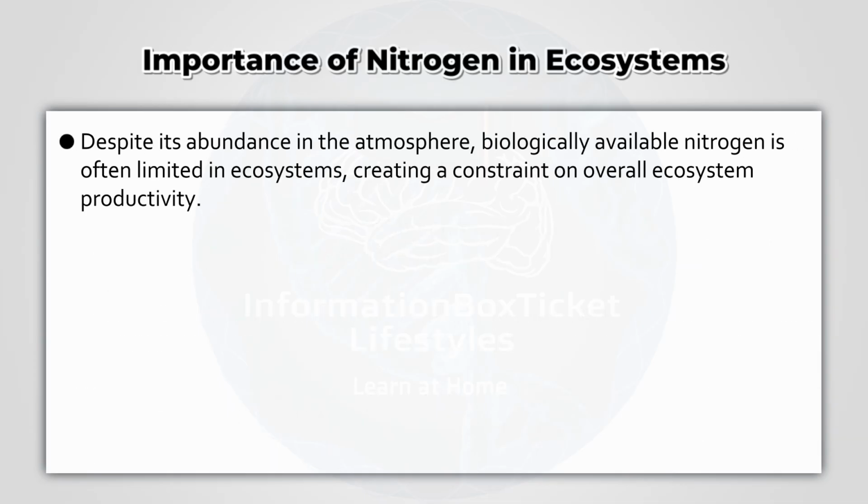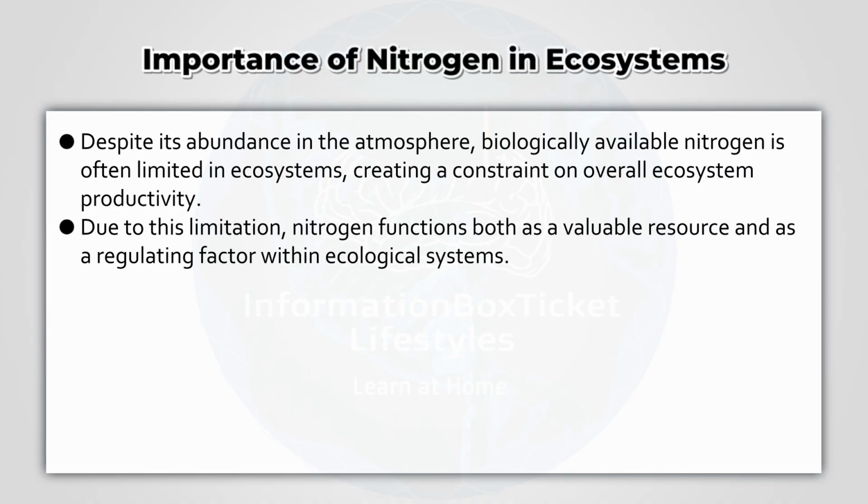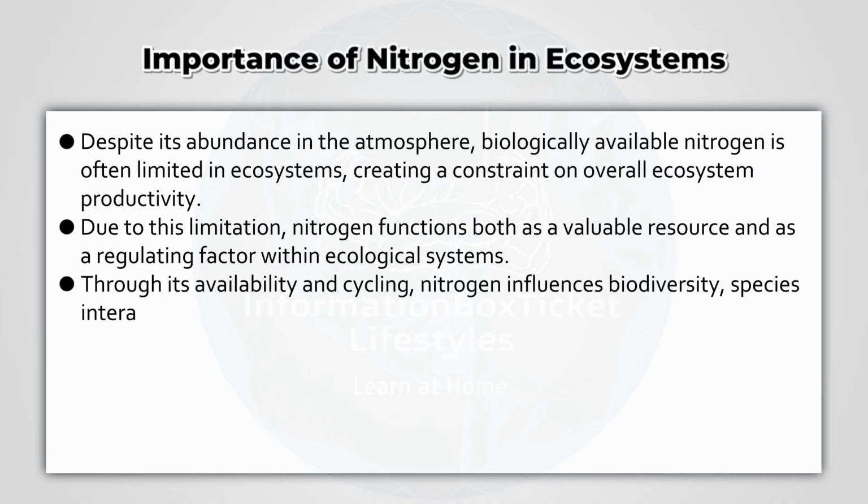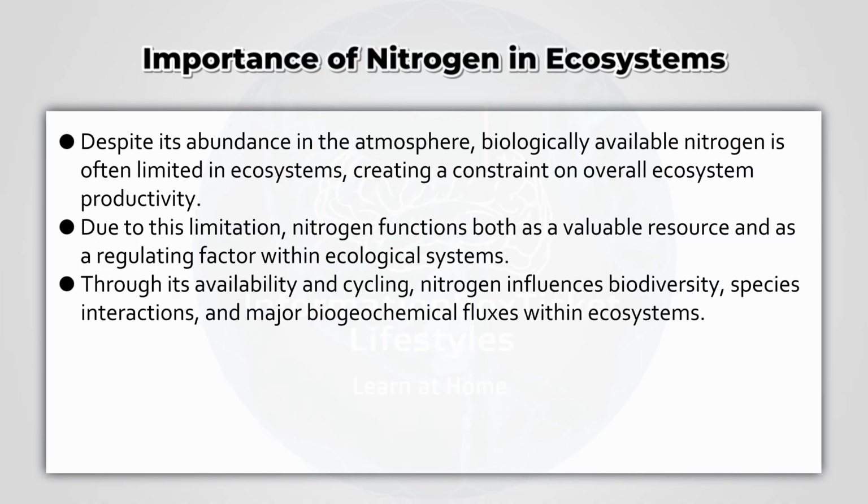Despite its abundance in the atmosphere, biologically available nitrogen is often limited in ecosystems, creating a constraint on overall ecosystem productivity. Due to this limitation, nitrogen functions both as a valuable resource and as a regulating factor within ecological systems. Through its availability and cycling, nitrogen influences biodiversity, species interactions, and major biogeochemical fluxes within ecosystems.